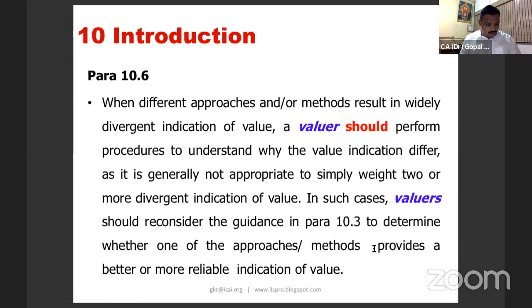Good. Now 10.6. When different approaches and methods result in widely divergent indications of value, the valuer should perform procedures to understand why the value indications differ, as it is generally not appropriate to simply weight two or more divergent indications of value. In such cases, valuers should recognize guidance in para 10.3 to determine whether one of the approaches provides a better or more reliable indication of value, which I have already discussed. Okay, right. Next.